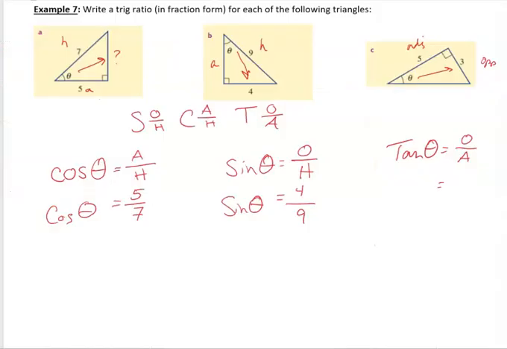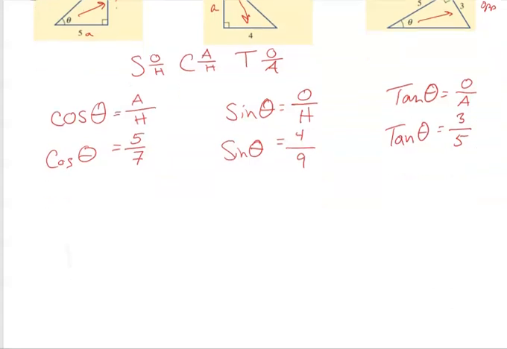So my opposite side is equal to 3. My adjacent side is equal to 5. Therefore, that relationship of tan theta from the angle theta is just going to be 3 over 5. Let's get to work.